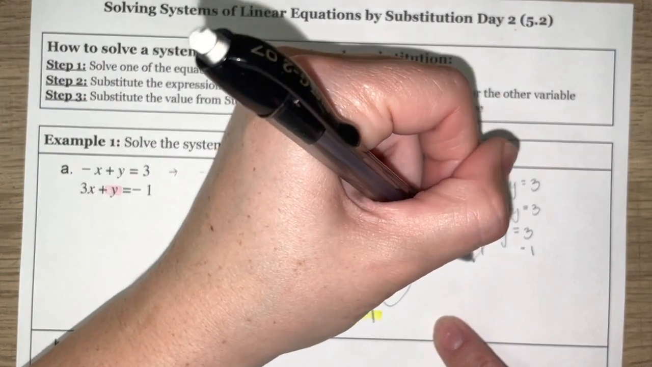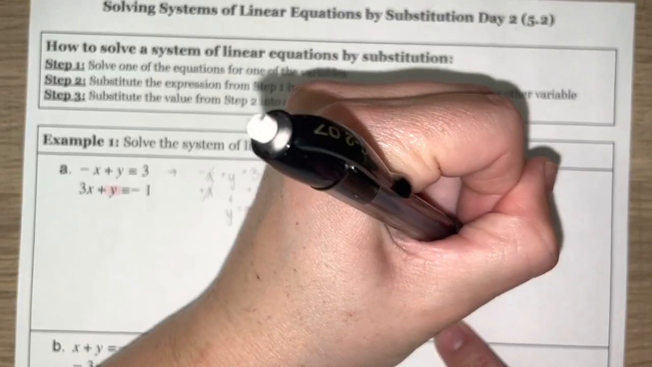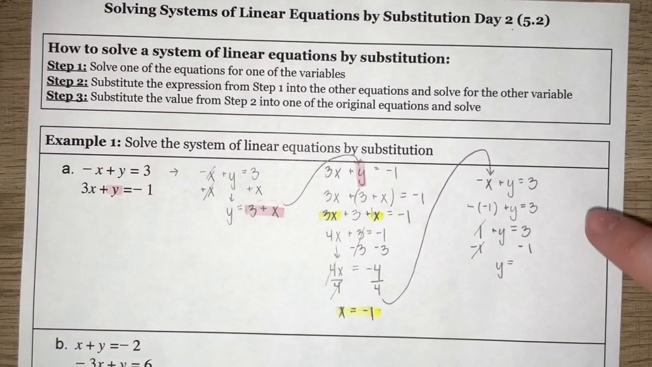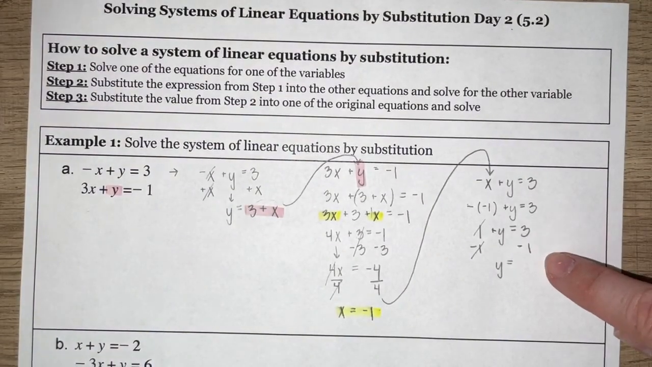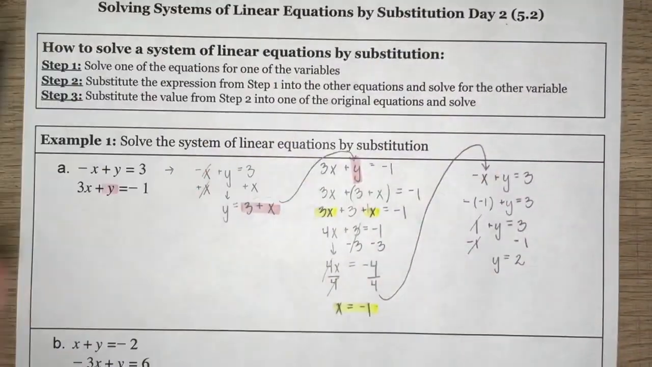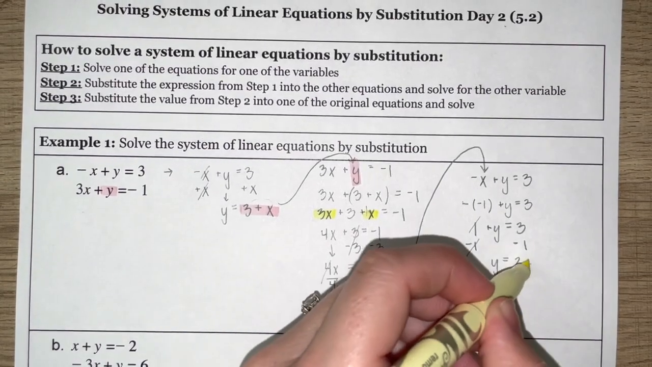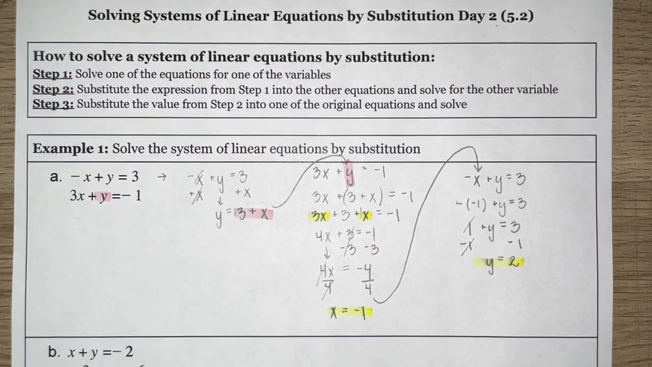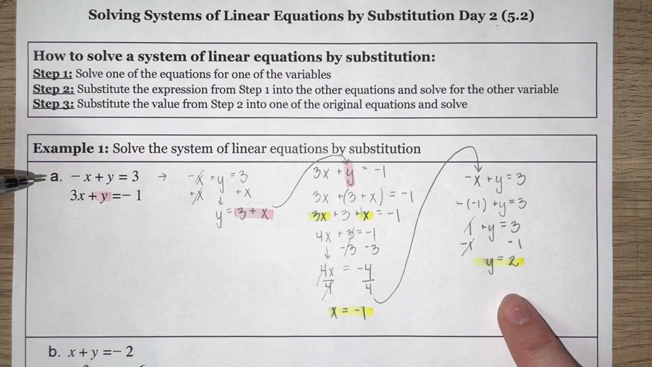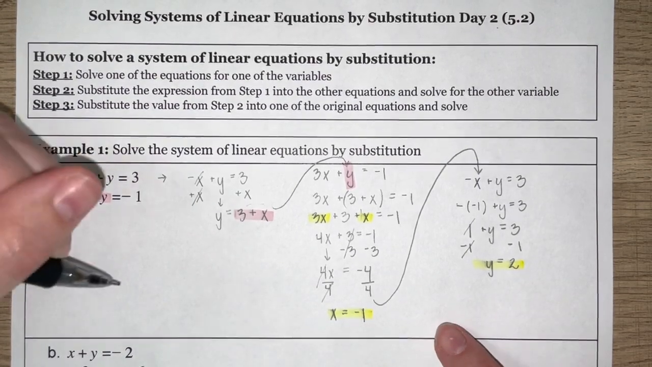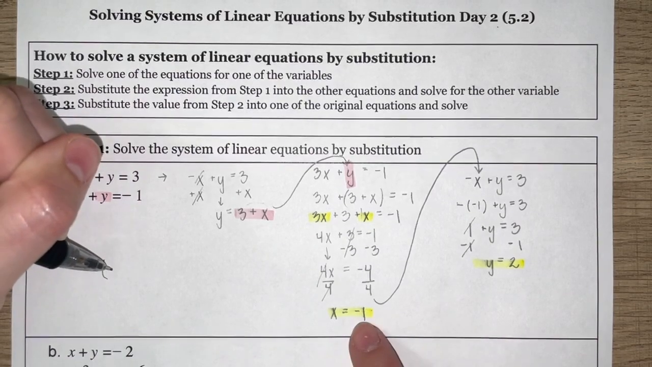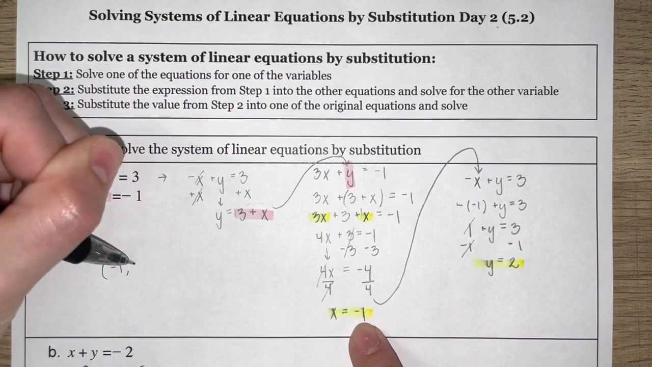And then 1 minus 1 cancels out. I can bring down the y equals, and then 3 minus 1 is 2. So we end up with x equals negative 1 and y equals 2. And then we just need to make sure that we write our final solution as a point. So x comma y, negative 1 comma 2.